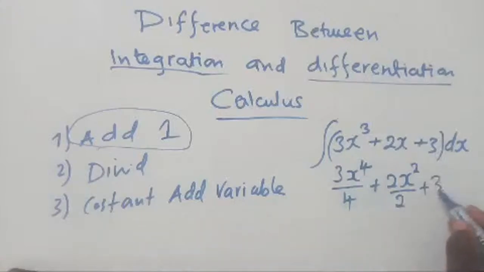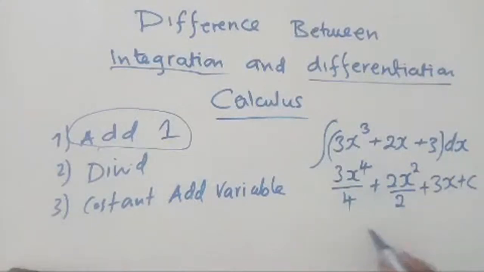So now to the constant, we are going to use rule number 3, which says to the constants, just put a variable. So you're just putting an x, and then you even say plus c. You are done. This is how we do it.